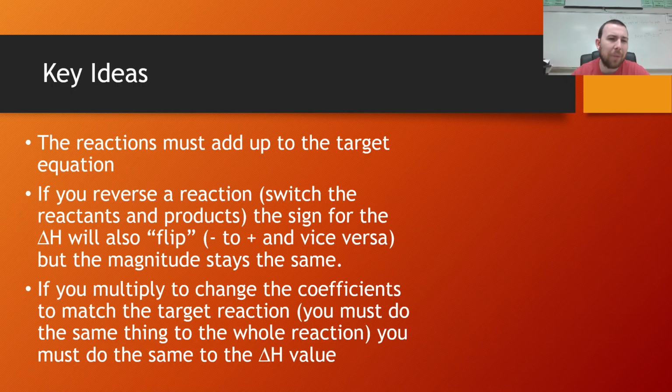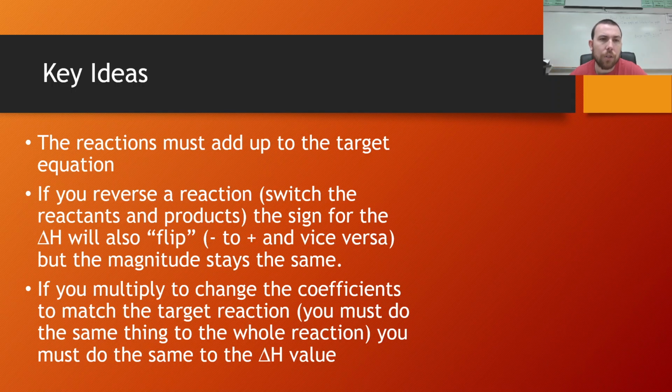And then the third thing we need to keep in mind: if for any reason, as you're moving around and trying to get your sum of steps to match up with your target equation, you may need to multiply by some coefficient. If you have to do that, you need to multiply that particular step by that coefficient, which means you need to do the same thing to the delta H value for that particular step as well, but only for the step that you're having to multiply. You don't have to do it for the entire 3-step process. You just look at each individual step and see what you need to do.